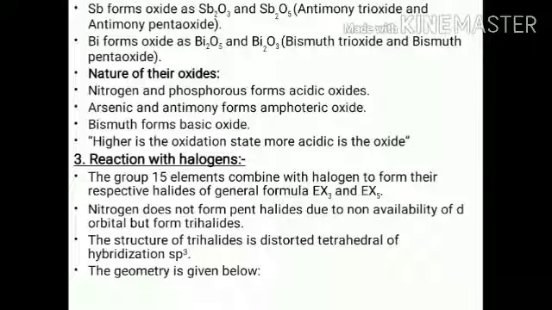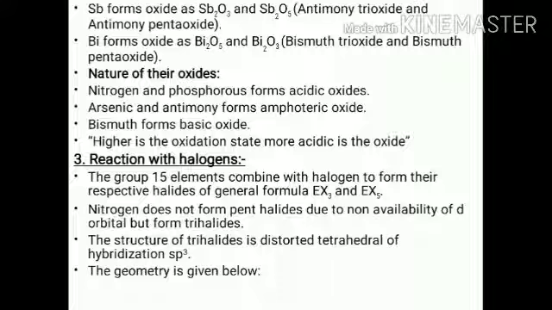Now we have to study the nature of oxides. What is the meaning of nature of oxides? Nitrogen and phosphorus form acidic oxides. The oxides of nitrogen and phosphorus are acidic. The oxides of arsenic and antimony are amphoteric, and the oxides of bismuth are basic in nature. This is the property of the oxides.